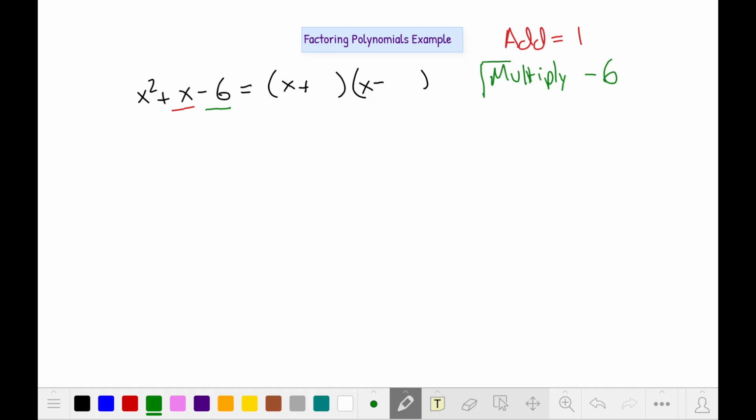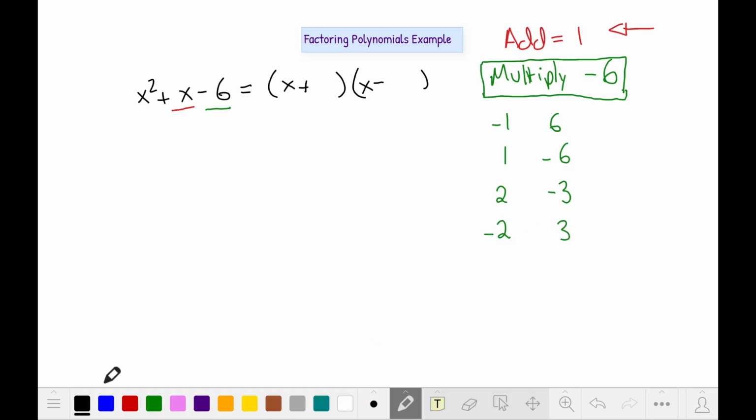So remember that we use the multiplication to give ourselves a list of numbers to choose from, and then we use the addition to actually pick between the list of choices that the multiplication gives us. So for the multiplication, we've got a minus 6. Because it's a negative, it's going to be a little bit trickier. So we're going to have a minus 1 times 6 gives us minus 6. We're going to have a positive 1 times minus 6 gives us minus 6. And then we're going to have 2 and negative 3. And then we're going to have negative 2 and 3.